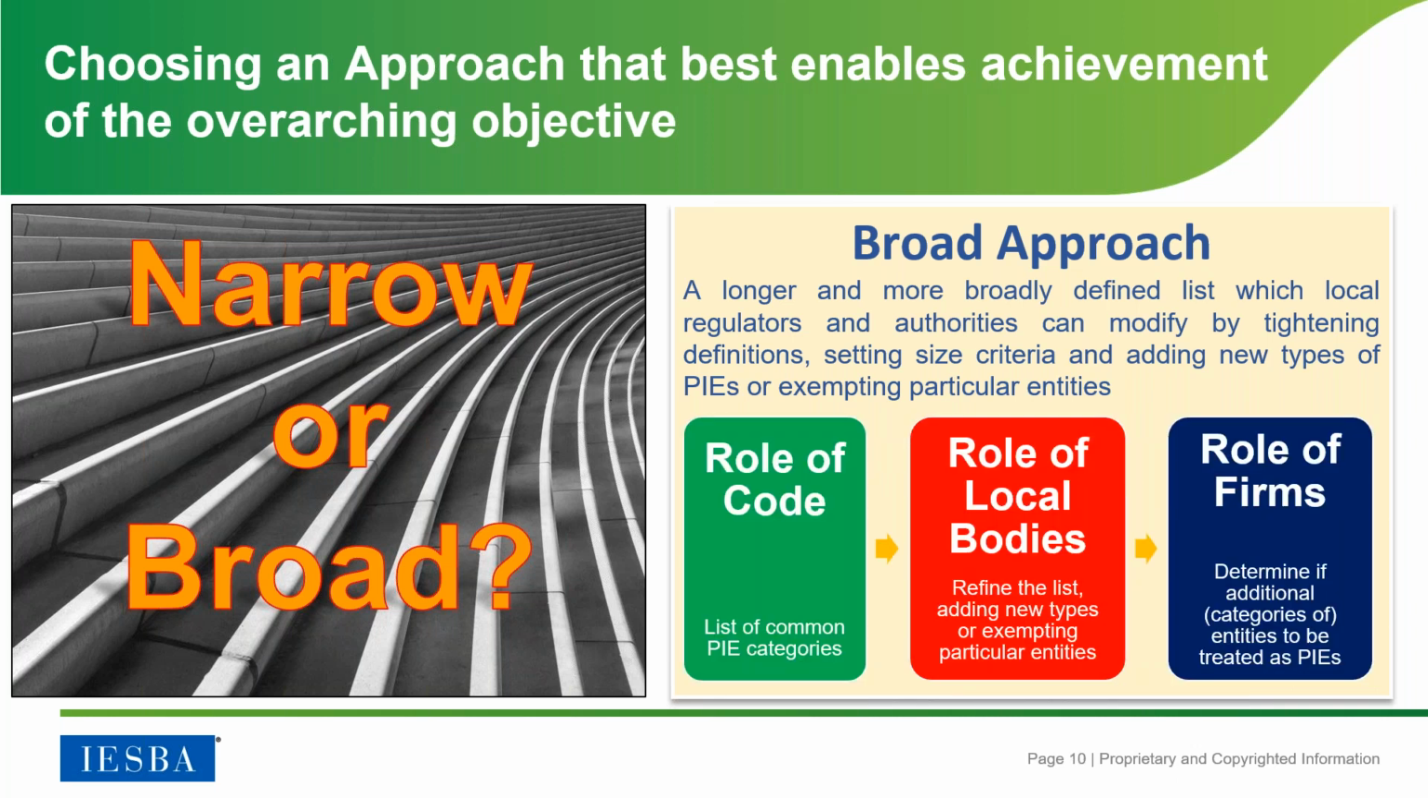So if we go on to that broad approach, as I say, we have set the role of the code as using some common PIE categories, which we expect to be adopted by most, if not all, jurisdictions. The role of local bodies then is to refine that list, adding new types or exempting particular entities if they felt, for example, to be too small. We also felt that we wish to enhance the current application material in the extant code to a requirement for firms also to determine if there should be additional categories of entities to be treated as PIEs, recognizing that it's difficult even for local bodies to always anticipate the nuances of every fact and circumstance that might actually make something a PIE, even if, broadly speaking, the category to which it belongs is not.